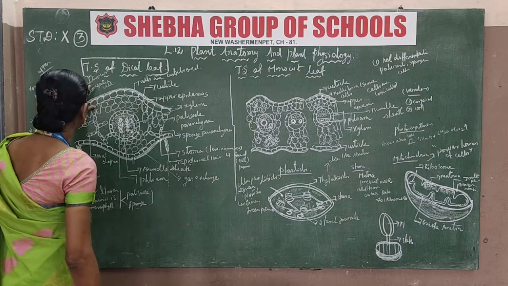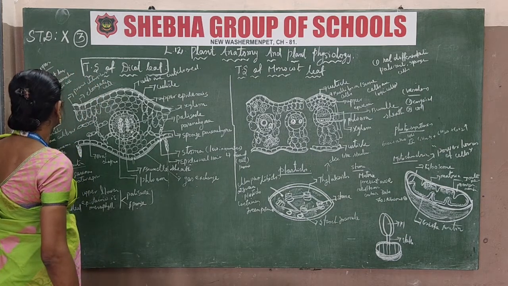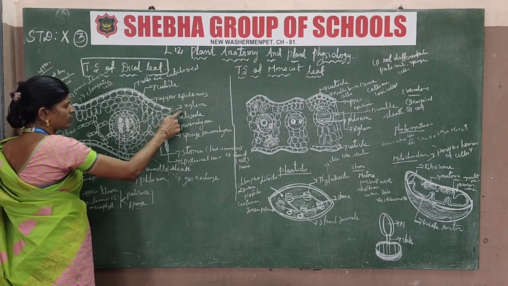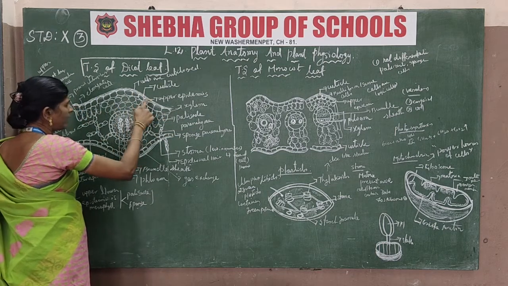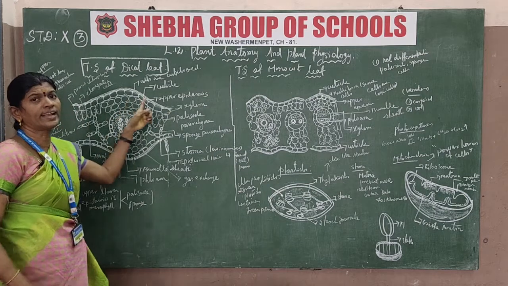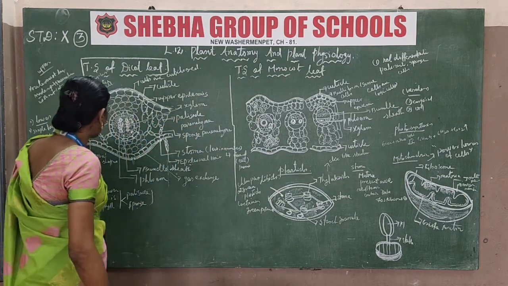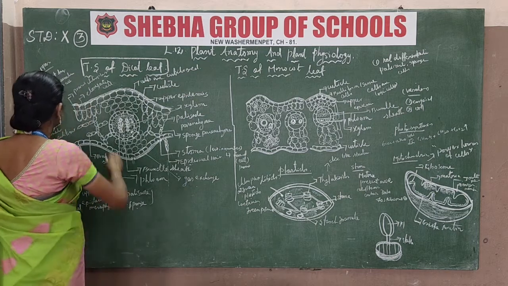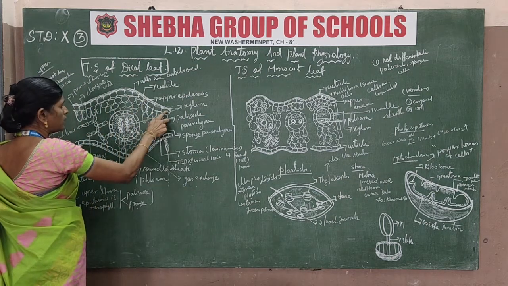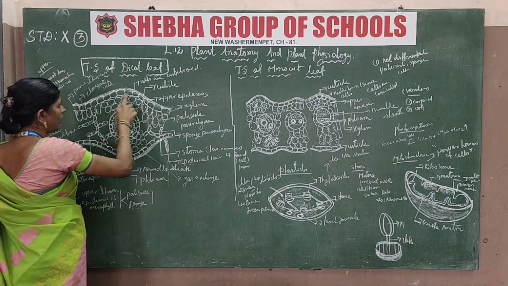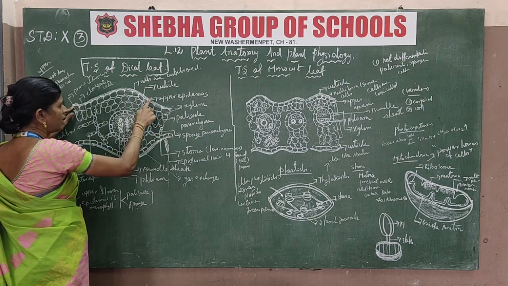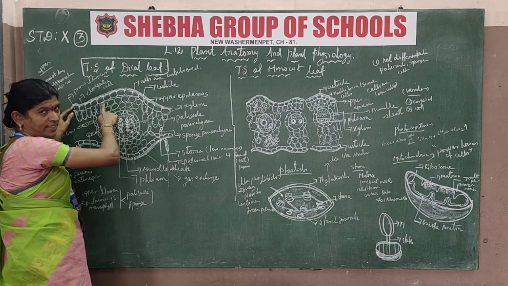First we learn the upper epidermis. The upper epidermis is the outermost layer of cells. It is a single layer of cells, made up of only parenchymatous cells arranged together. This is called the upper epidermis. The cuticle layer is present on the upper side.